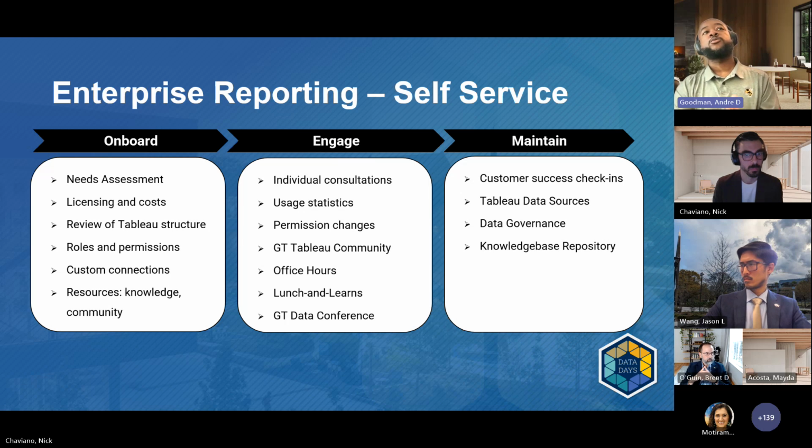So these are the three stages that we deploy for our self-service, and this ultimately encapsulates our commitment to providing campus units with the opportunity to not only have reporting from us, but also be able to develop reporting for themselves as well.